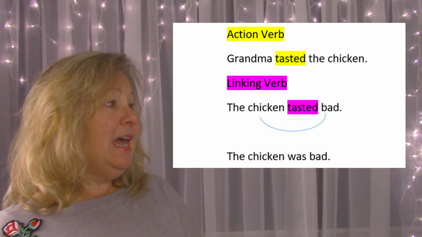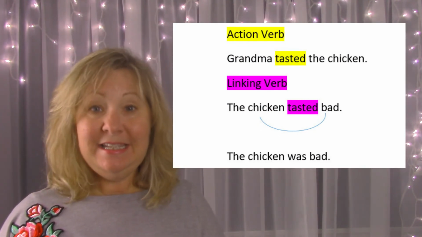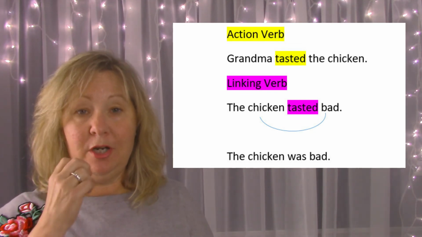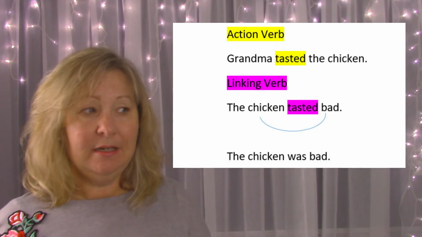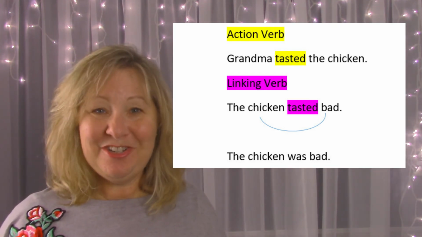Let's look at an example sentence. The first sentence says, Grandma tasted the chicken. Taste is something she actually did. She put it in her mouth and she could taste it. So in that case, the verb taste is being used as an action verb.